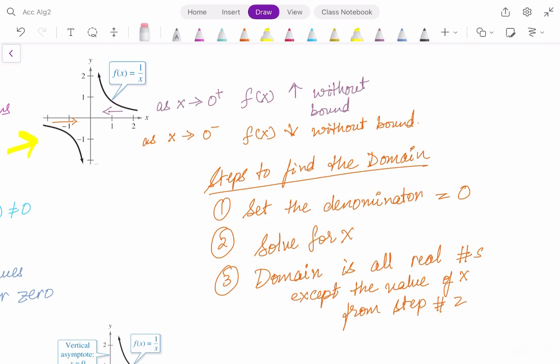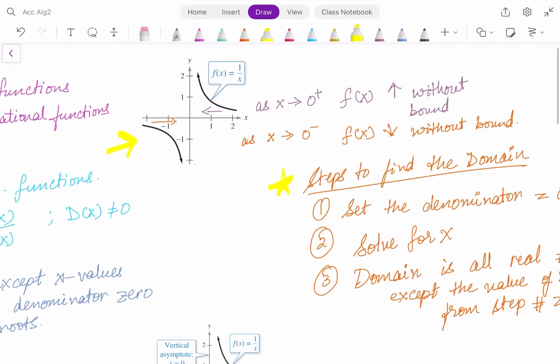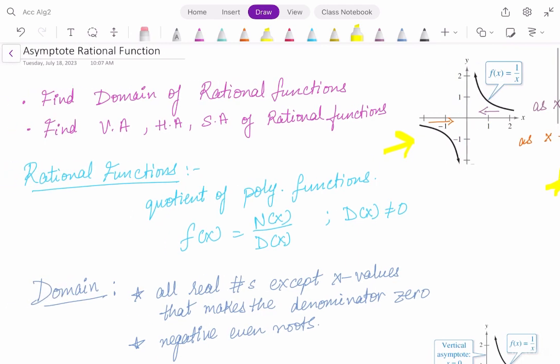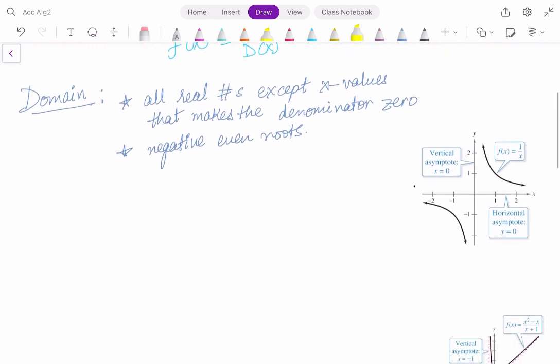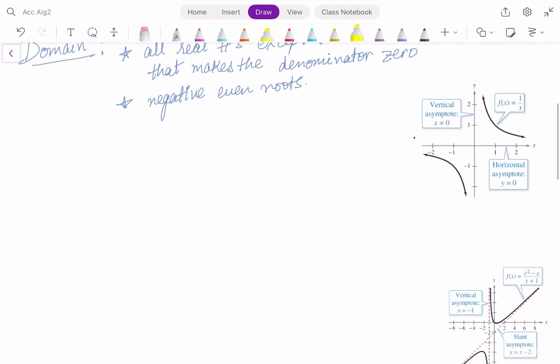Once we know how to find the domain, we know how the function will behave on the x-axis. Based on the parent function, I can evaluate where it will be increasing without bound or decreasing without bound. As you can see in this example on the right, we have a vertical asymptote at x = 0 and a horizontal asymptote at y = 0.